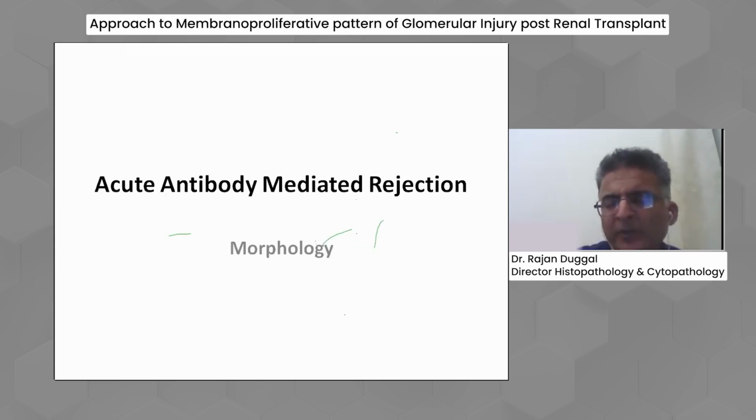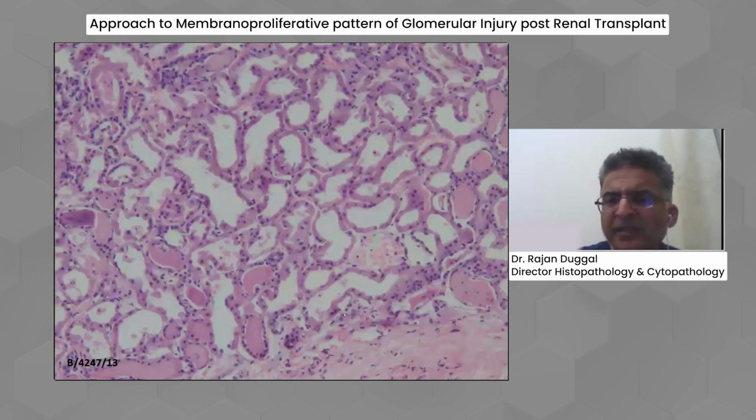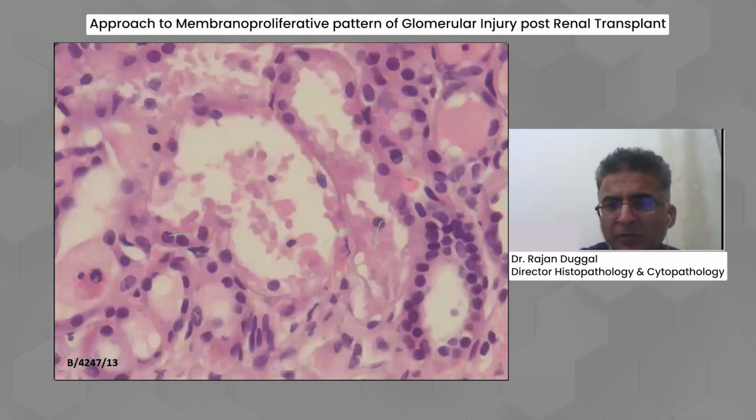So before going further, I just want to highlight what you see in acute antibody-mediated rejection. In acute antibody-mediated rejection, everything is acute. The first thing you'll find is acute tubular injury. So all the tubules are dilated. You can see the brush border which is getting disrupted, lying within the lumen. If you look at the tubular nuclei, at places there is disruption of the tubular nuclei also. They are lying within the lumen.